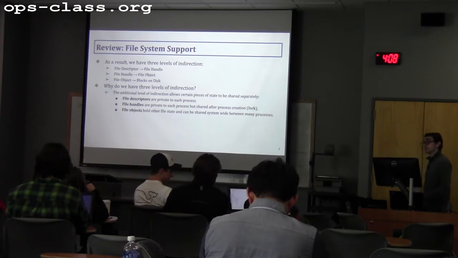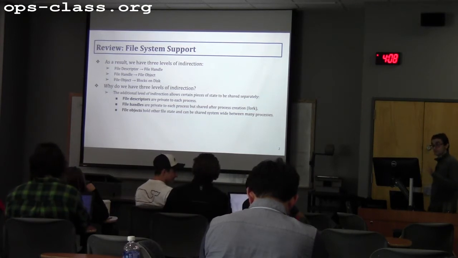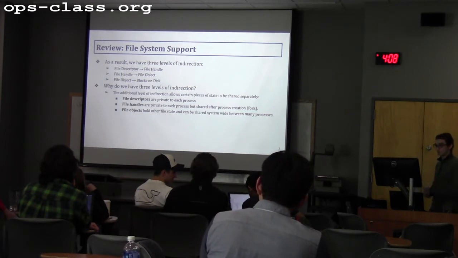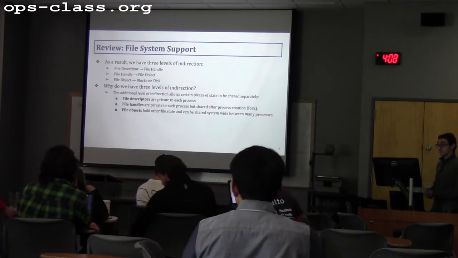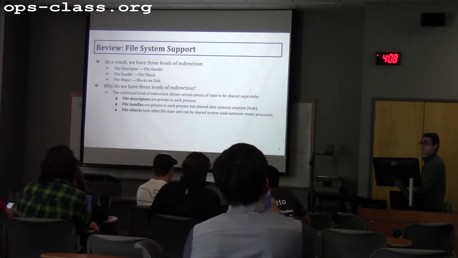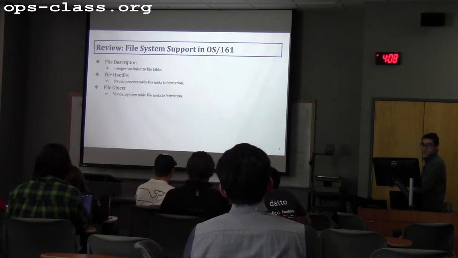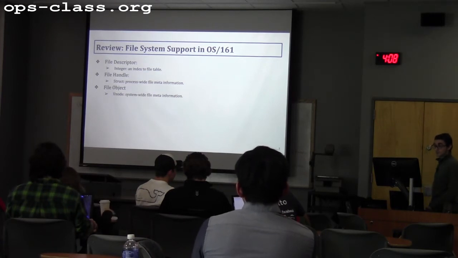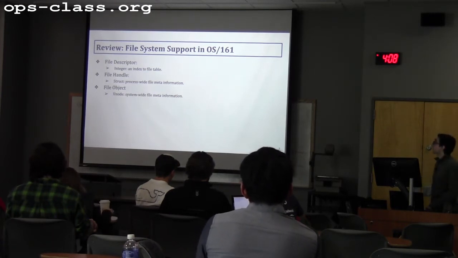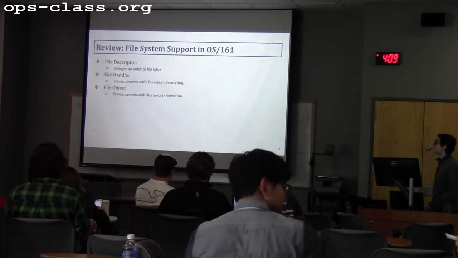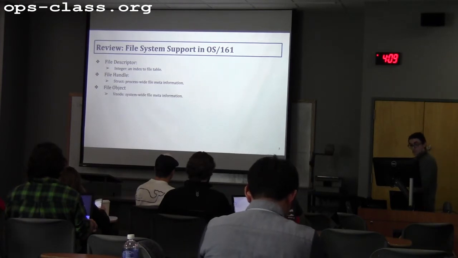So the file table is private to each process. The file handle is also private to each process as long as you don't fork. Once you fork, it will be shared between the parent and the child. The file object is shared system-wide. And this is basically what we call the vnode, which is a framework already implemented for you. So in OS161, the file descriptor is an integer index into the file table. The file handle is a structure that is process-wide. And the file object is system-wide. It's a vnode, which is shared system-wide.